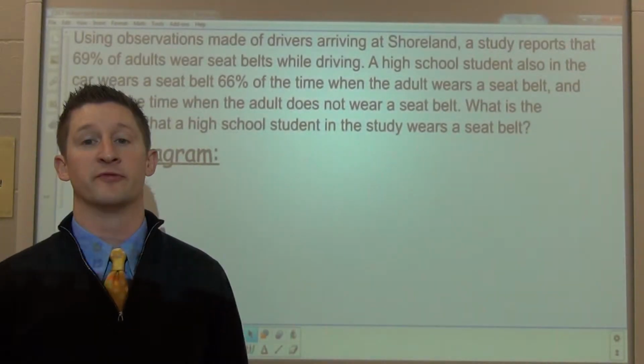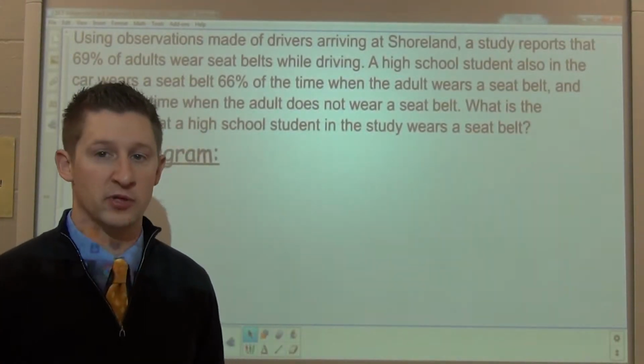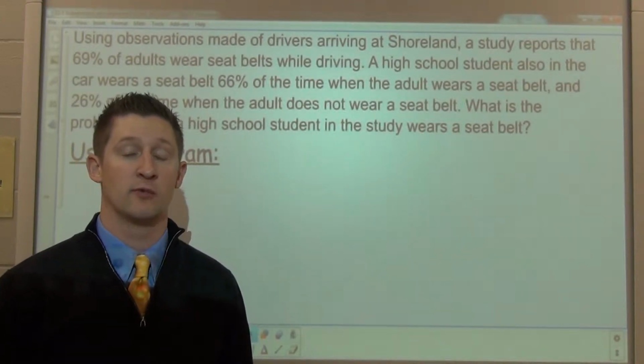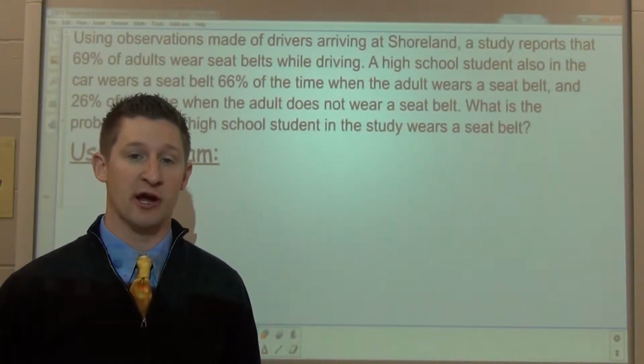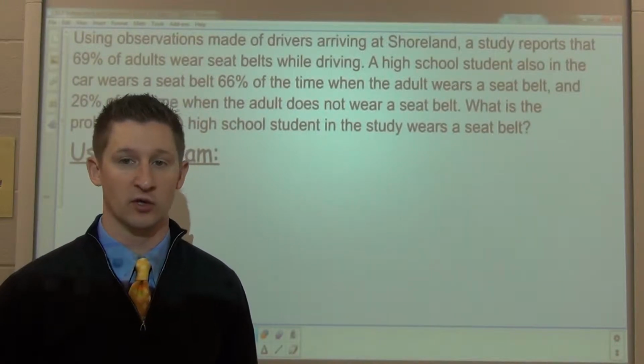In our final example from lesson 10.5, finding probabilities of independent and dependent events, I'm going to show you how sometimes using a diagram is helpful when I've got multiple events going on.